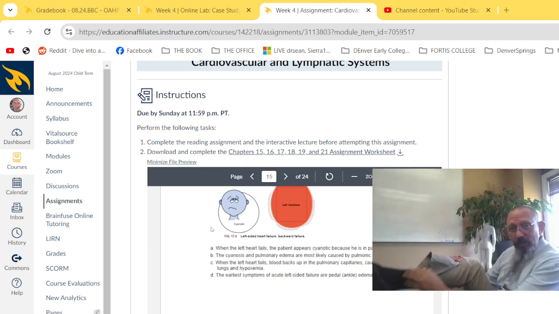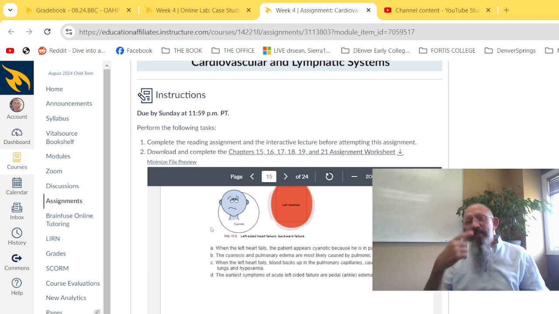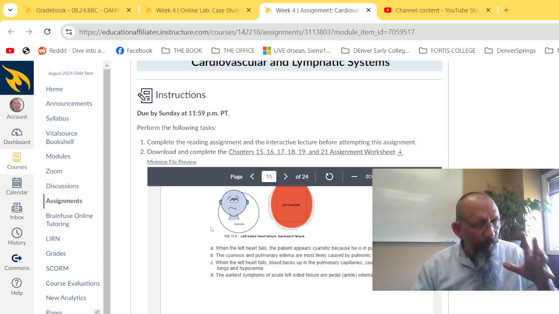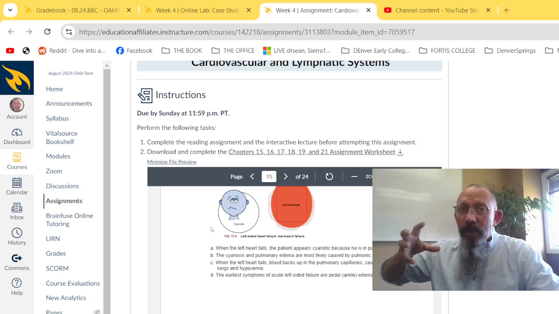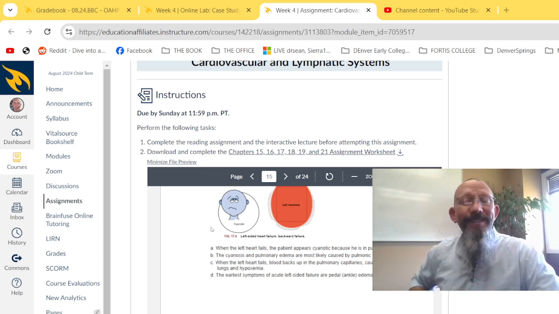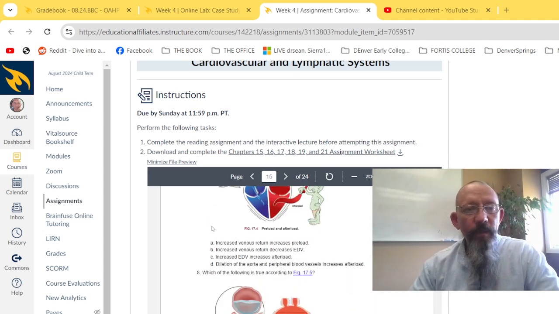If you take their shins like this and you push, and then you let go, and there's a fingerprint that stays there after you let go, that could be pitting edema. That's a right-sided heart failure problem. It can't happen with the left side, but the left side is a little bit different. Left side, remember, is the side that pumps to the body out through the aorta, and the right side receives from the lungs, right? Sends to the lungs and then goes back to the left side.